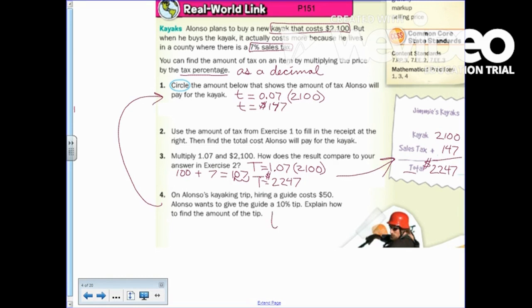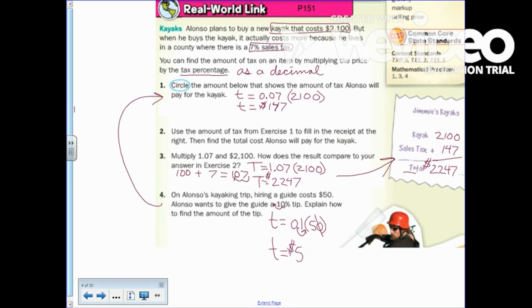So that's a little t. We're going to take our percentage, 0.1, because we have to move the decimal point back 2 places, and we're going to multiply it times 50. And because there's a 0 here and 1 decimal place, I can actually take the 0 away, move the decimal point back 1 place, and it's actually just 1 times 5. So a tip of 10% on a $50 guide would be $5.